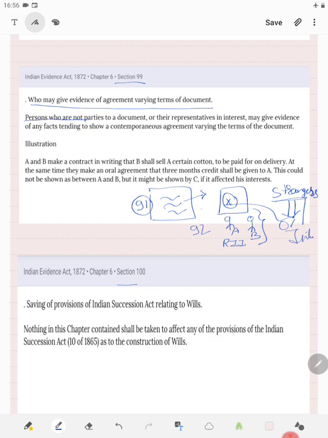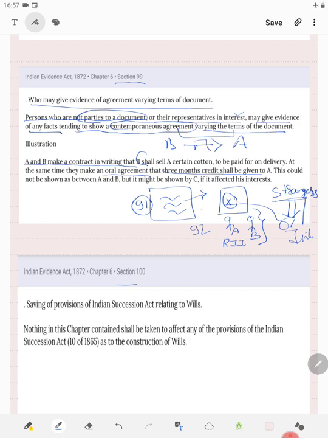So persons who are not parties to the document or their representative in interest may give evidence of any fact tending to show a contemporaneous agreement varying the terms of the document. So, strangers who have an interest in it may give such evidence. A and B made a contract in writing that B shall sell A certain cotton, to be paid for on delivery. At the same time, they made an oral agreement that 3 months credit shall also be given.